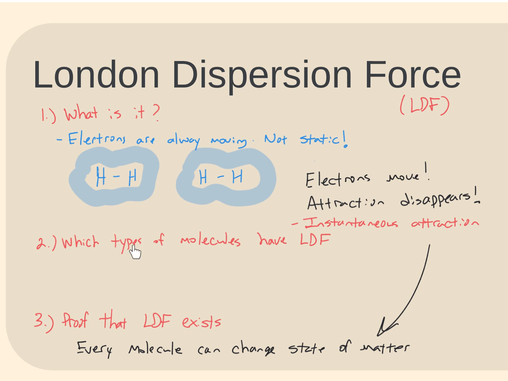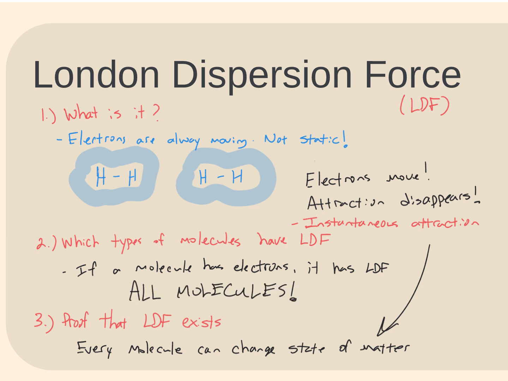Now we need to talk about which type of molecules have LDF. If a molecule has electrons, it's going to have London dispersion forces. So in summary, all molecules exhibit dispersion forces. Every single one, because they have to have electrons to be a molecule. They have to have bonds, they have to have dots, so all molecules exhibit dispersion forces. That's not true of the second intermolecular force we're going to talk about, but all molecules have London dispersion forces.